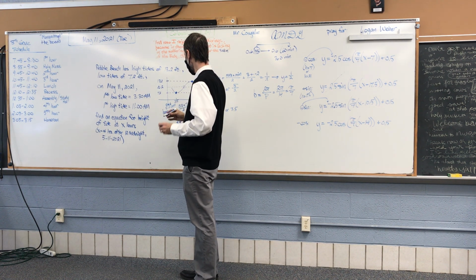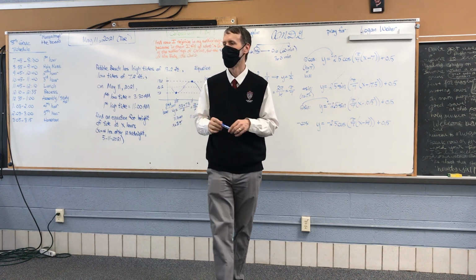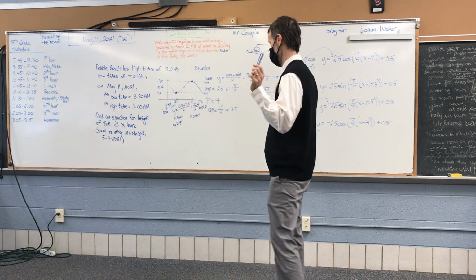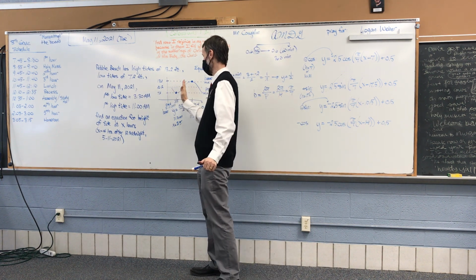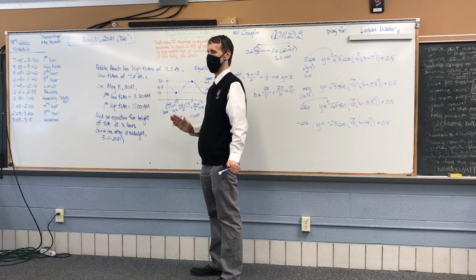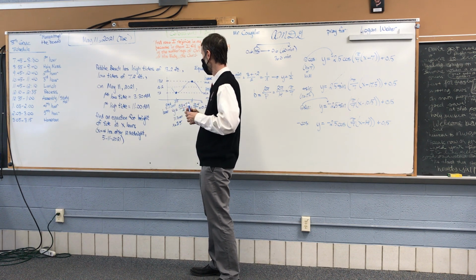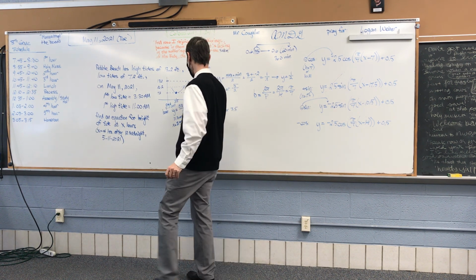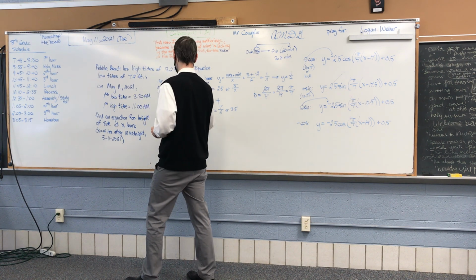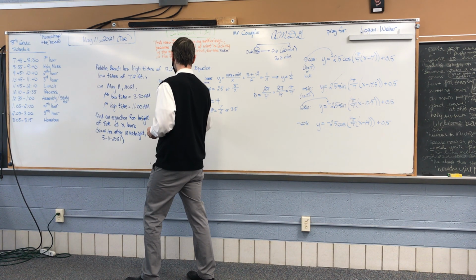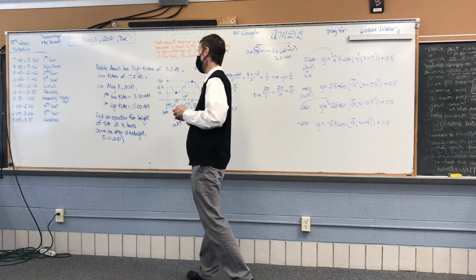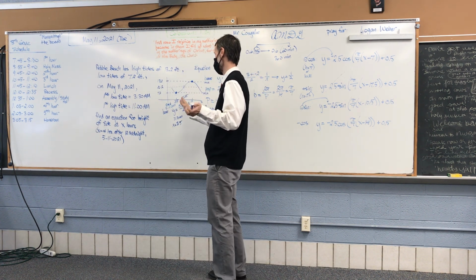Can somebody find this point for me? Use that trick we used in the previous problem. How far in is that point? Like what fraction? 7.1. How do you get it? 11 plus 3.5, over 2. 7.25. 7.25, got it. So yeah, take the average of the two, it's halfway in between.